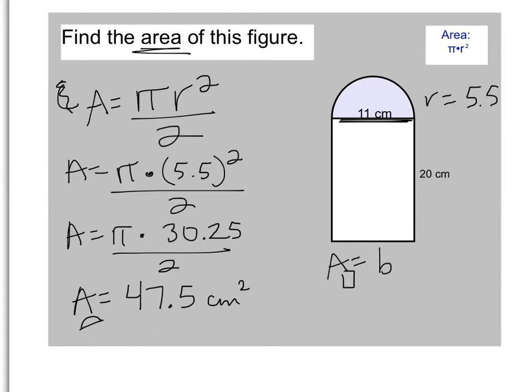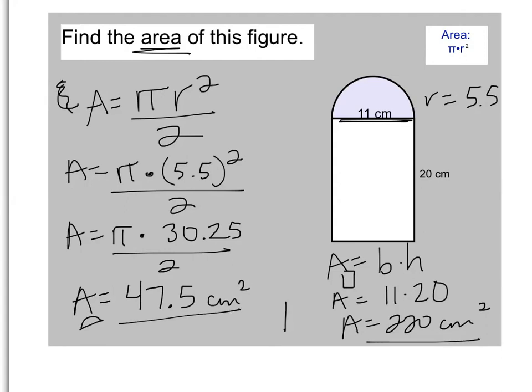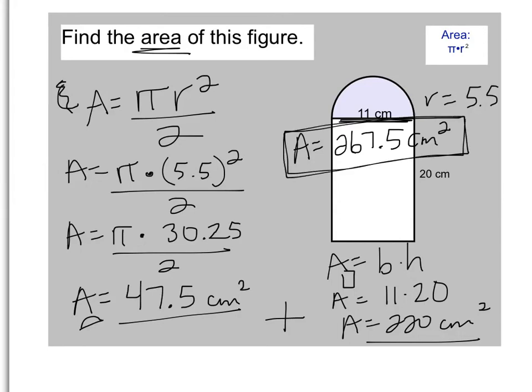Now let's find the area of the rectangle. That is just base times height, or length times width. So I'm just going to do 11 times 20. That's going to give me 220 centimeters squared. So if I add the area of the rectangle plus the area of the semicircle, I get an area of this entire thing of 267.5 centimeters squared. So that would be my final answer of the area of this shape. Replay any of this that you would like to go over.